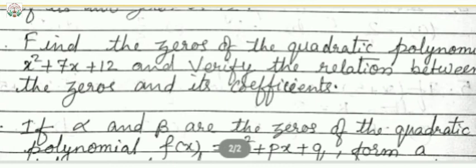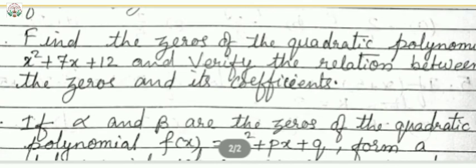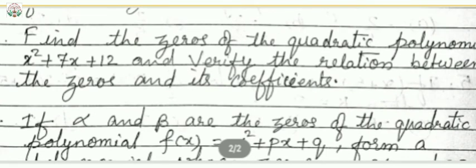After that, check it for alpha plus beta, that is the coefficient of x upon the coefficient of x square. So put that, that is minus 7 upon 1. So the same value you will be getting in the zeros also, whatever zeros you got after splitting the middle term, and the coefficient 1, that is alpha plus beta equals the coefficient of x upon the coefficient of x square. Okay, so minus value, so it will be minus 7. So both will be the same.